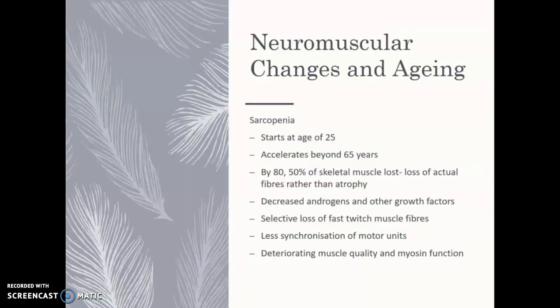Neuromuscular changes in ageing: sarcopenia starts at the age of 25 and accelerates beyond 65 years. By 80, 50% of skeletal muscle is lost, and this is loss of actual fibres rather than atrophy. There are decreased androgens and other growth factors, selective loss of fast twitch muscle fibres, and less synchronization of motor units, which causes deteriorating muscle quality and myosin function.